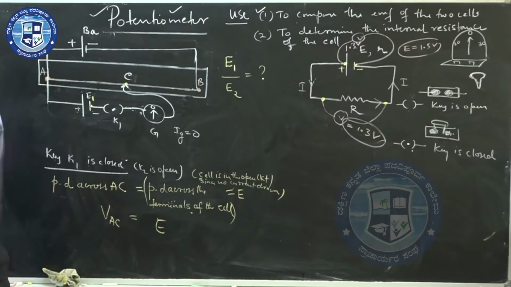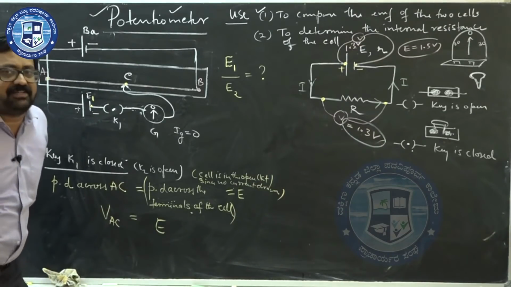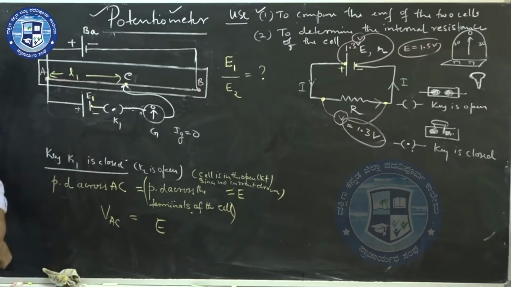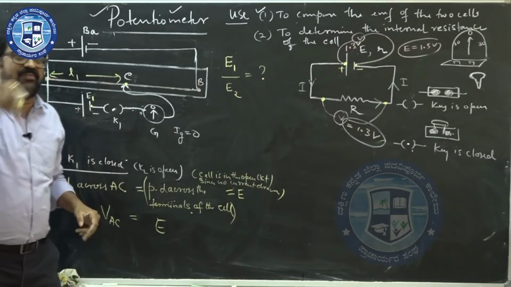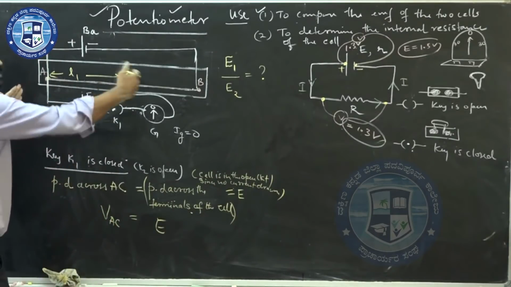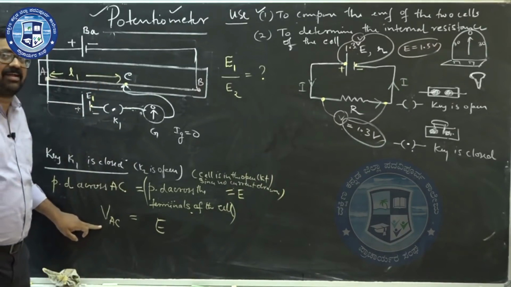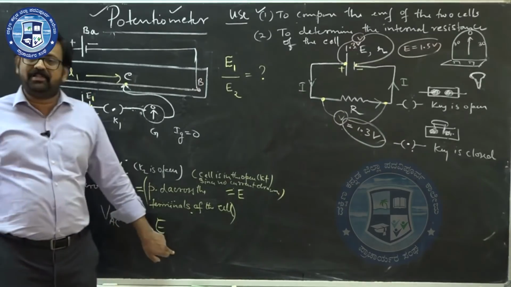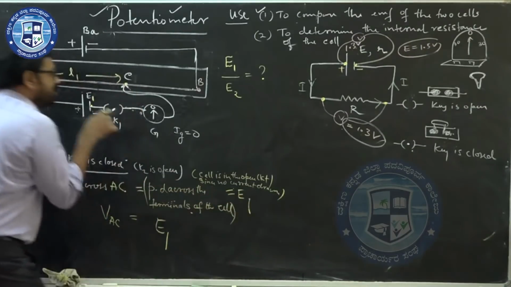What was the basic principle behind the working of the potentiometer? V is directly proportional to L, or V by L is constant, correct? What is L? The length of this. Shall I take this length as L1? When you keep the sliding contact at C, you get zero deflection in the galvanometer. So I have to measure the length from A to C, that is taken as L1. That means this V_AC is directly proportional to L1, correct? Don't you think V_AC will be nothing but the EMF of the cell, that is E1.